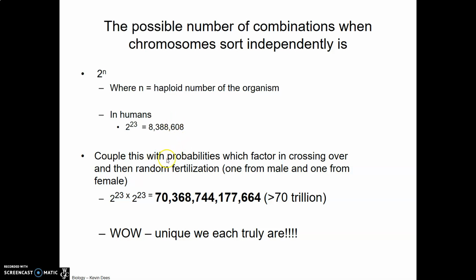So if you couple this with the probabilities that factor in crossing over and then random fertilization, 1 sperm from a male and 1 from a female, you multiply those together, you can see that it's literally greater than a 1 in 70 trillion chance that 2 of the same parents could produce an offspring with exactly the same genetic combination. It reminds us how unique we are, truly.